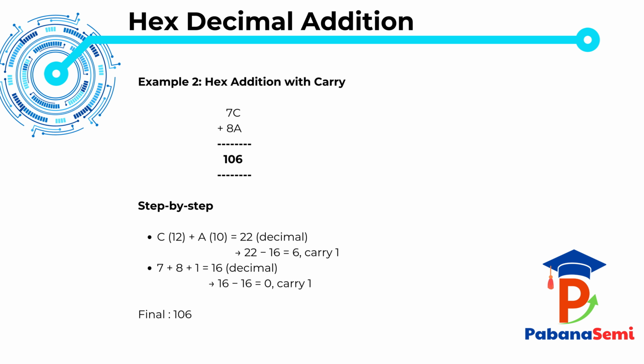This carry becomes a new digit on the left. So the final hexadecimal result is 106. This example clearly shows how carries propagate in hexadecimal addition, just like in decimal, but with base 16.